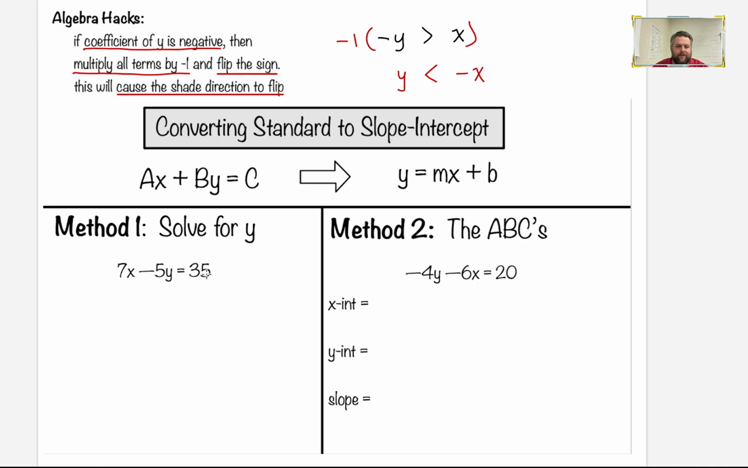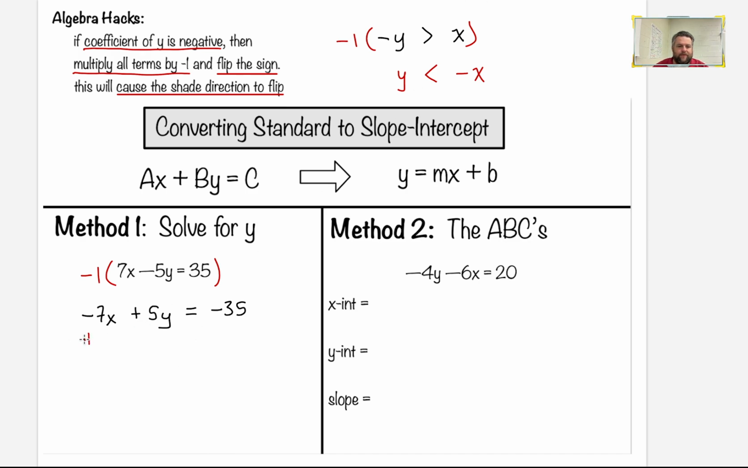7x minus 5y equals 35. So the first thing I see here is I have a negative in front of my y. So let's go ahead and change all of the signs. So we're going to rewrite this, or multiply everything by -1 here. So we're going to go -1 times everything, which just causes it to become -7x plus 5y, and the equals is flipped to equals -35. Okay, now let's do the math.